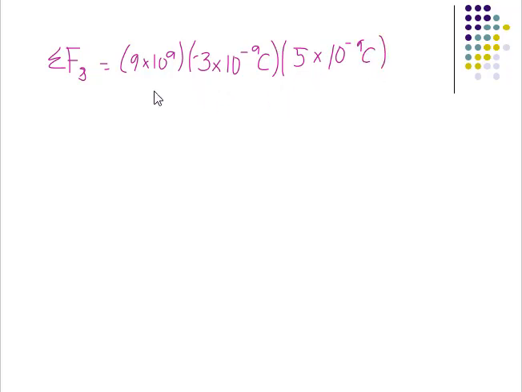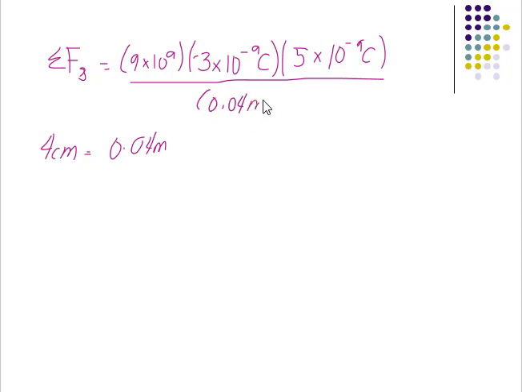Then divided by their distance squared. The distance between 2 and 3 is 4 centimeters. So take note, we have 4 cm, which is moved 2 decimal places to the left, or dividing it by 100, that will give you 0.04 meters. So this becomes 0.04 meters squared. But take note that we have to get the absolute value of that. That is for the first part of the equation.